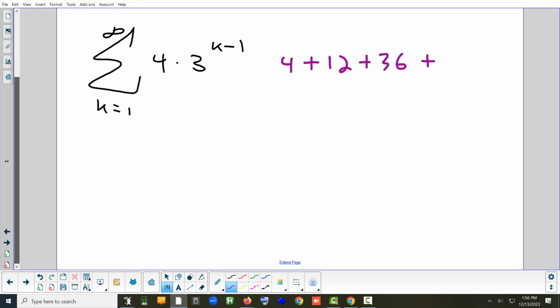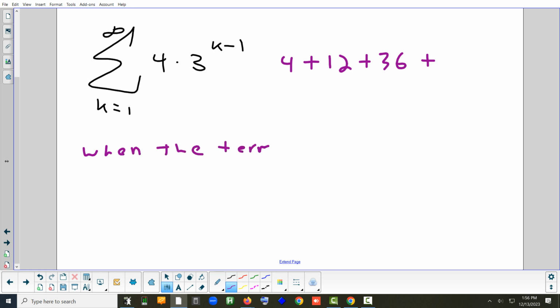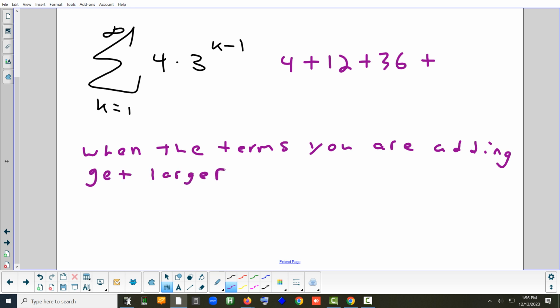So let me write this down. What happens? So when the terms you are adding are getting larger, there is no sum. And the word that we use to describe that is divergent. Okay, so we say that the series is divergent.